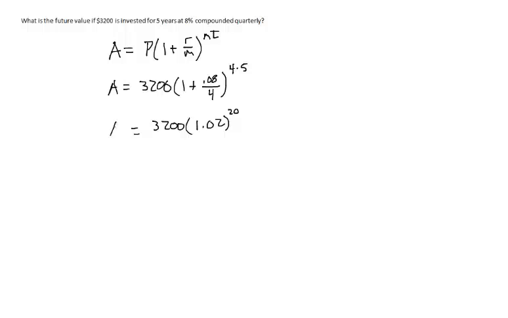So now we can calculate with our calculator, and when we do that, we get 4755.03, and remember, that's dollars. So if we invest $3,200 for 5 years at 8% compounded quarterly, we would have $4755.03.